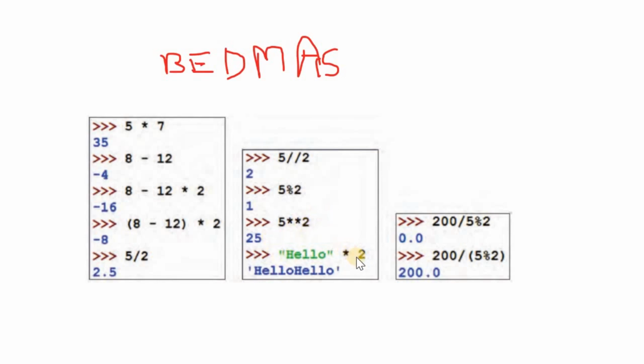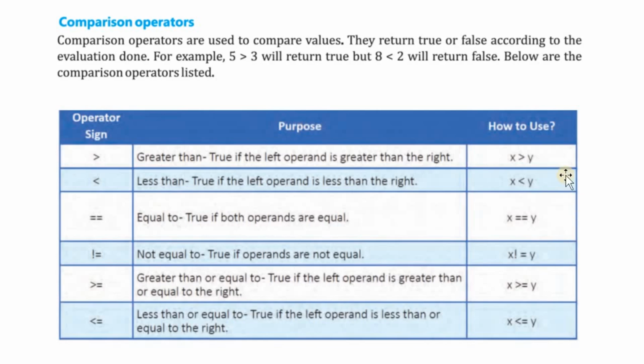See, hello multiplied by 2, so this is basically echoing the string hello 2 times. So the output is hello hello. Okay, now let me talk about comparison operators. You see, comparison operators are used to compare values. So they return true or false according to the evaluation done.